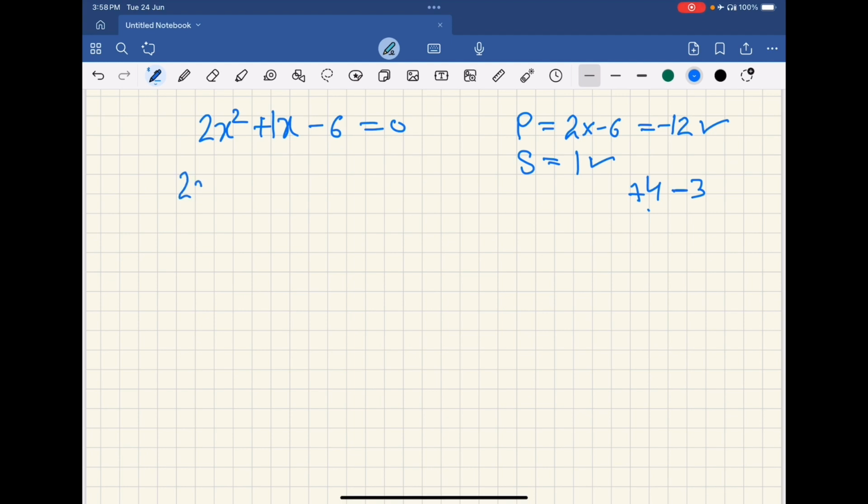सो क्या करेंगे हम? वी विल राइट दिस एज नाउ 2x square plus 4x minus 3x minus 6 equals 0. Now we will do factorization.